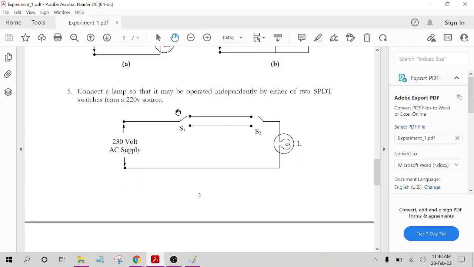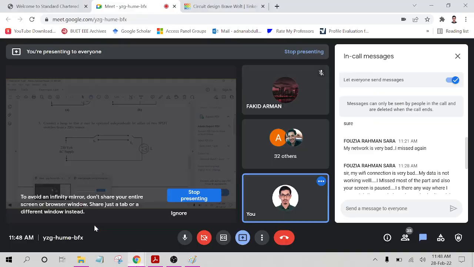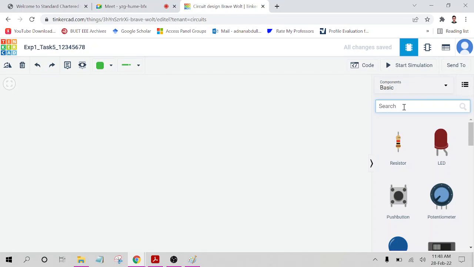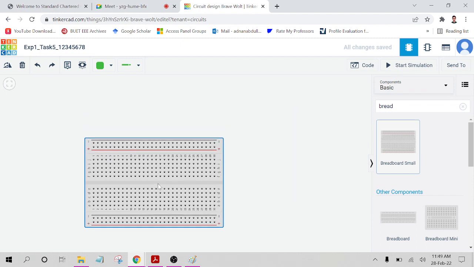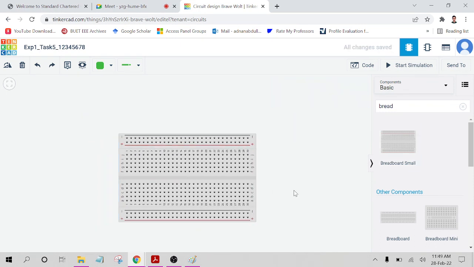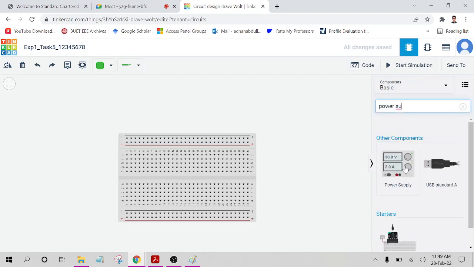Okay, so let's start. We will need one power supply, 2 SPDT switches. Please observe, this is one SPDT and this is another SPDT, and obviously a bulb to understand whether our circuit is on or off. First, search for breadboard. Breadboard is small and place the breadboard here. After breadboard, place the power supply. Search for power supply and place the power supply here.